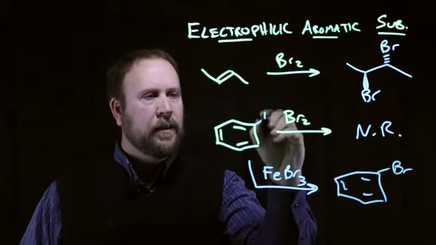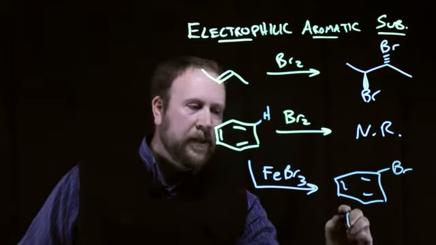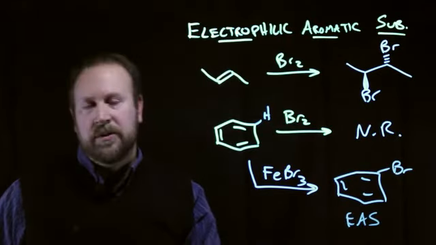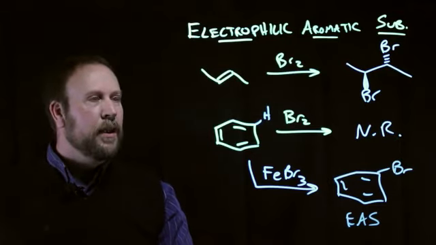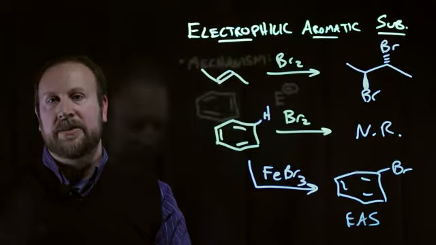In this case, one of these hydrogens gets substituted for the bromine. This is an example of our aromatic substitution reaction, electrophilic aromatic substitution reaction. In the next part, we'll look at a general mechanism for the EAS reaction.